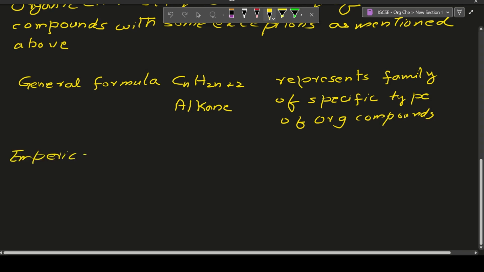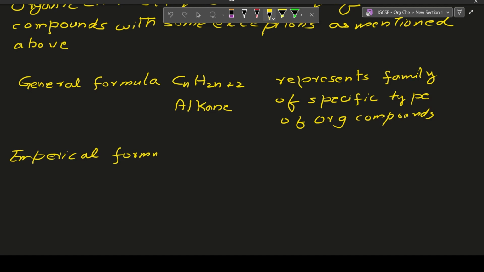The next is empirical formula. Just to give an example, if you have a formula of a particular family, let's say C2H6. If I simplify these numbers, 2 ones are 2, 2 threes are 6, so this will become CH3. This is the empirical formula. The empirical formula shows the simplest whole number ratio of atoms of each element in a compound. So CH3 is an empirical formula for C2H6.